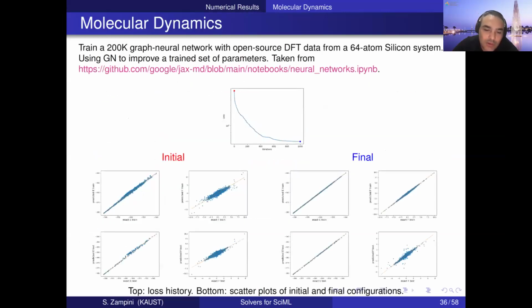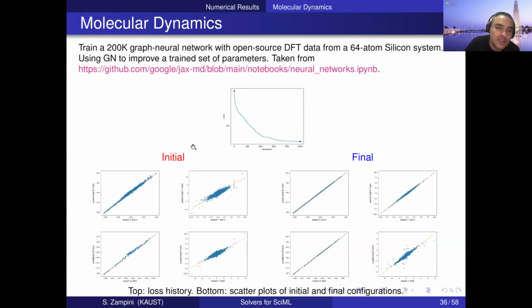So here, what we try to do is, none of us is skilled in molecular dynamics, so these results are just for us to have an idea of whether we can do something with this kind of method also in here. So we took an IPython notebook from JAX that does molecular dynamics and also provides converged solutions, and this point here, and these are the scatter plots of the training data and the test data, so the unseen data.